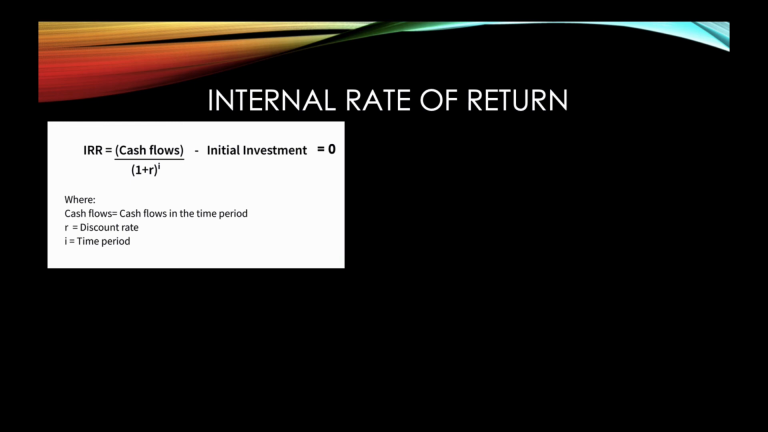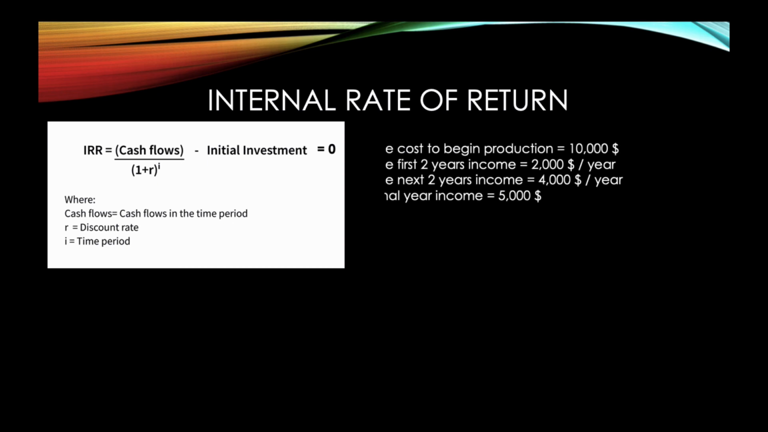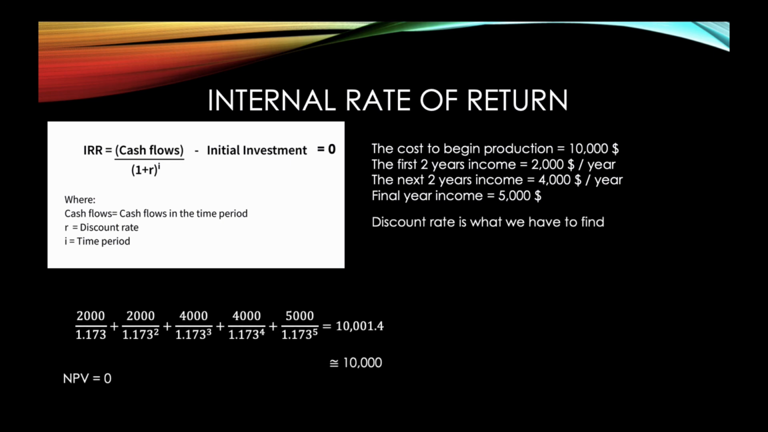Finally, coming to the internal rate of return, the IRR. What is the IRR? The IRR is the discount rate that makes the NPV equal to 0. Here, coming to the first example, we will consider the cost of production of $10,000. The first 2 years income, $2,000 per year, and the second 2 years income, $4,000 per year, and the final year income is $5,000. And here, we will see how to calculate IRR.